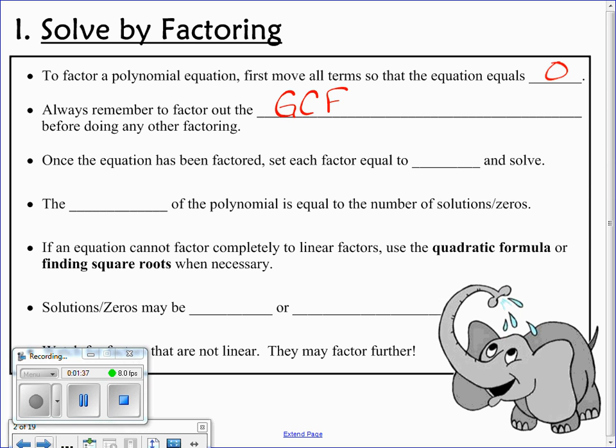Once the equation has been factored, set each factor equal to 0 and solve. Set them equal to 0, we solve. We do a lot of that in our head anymore.